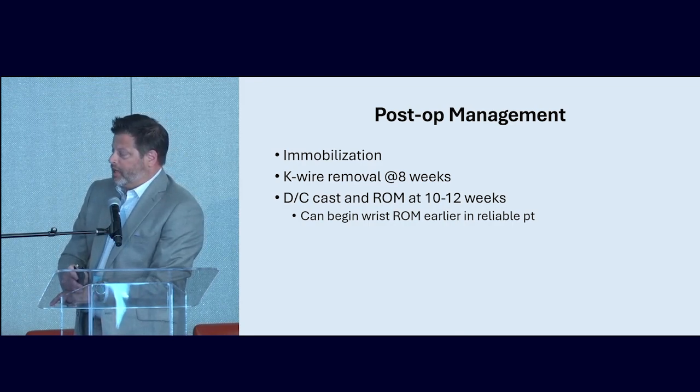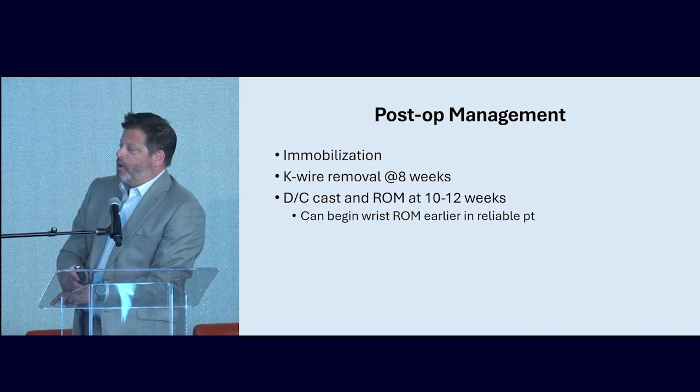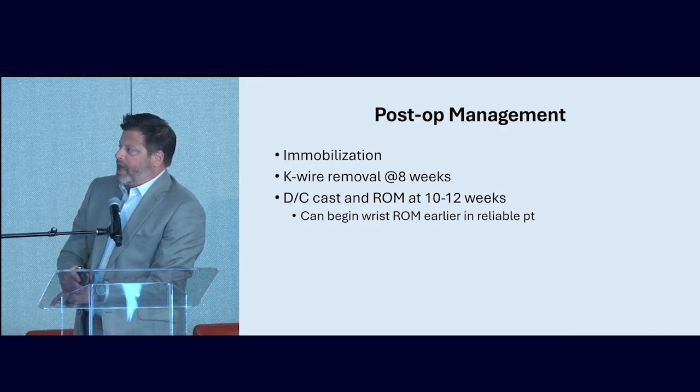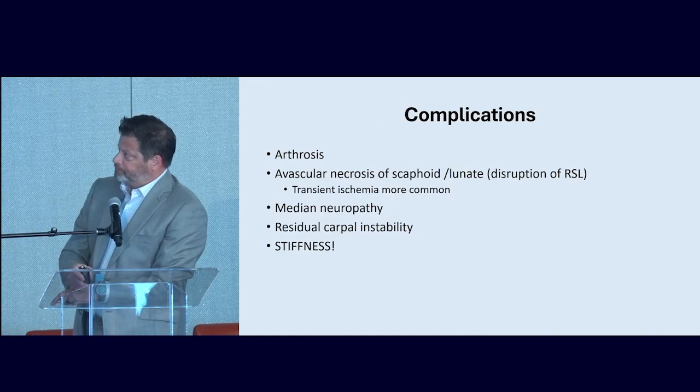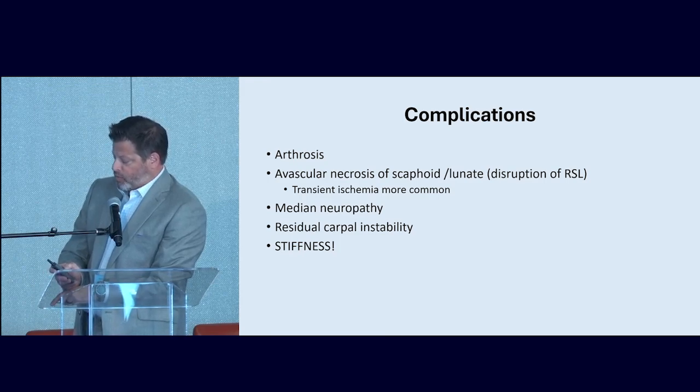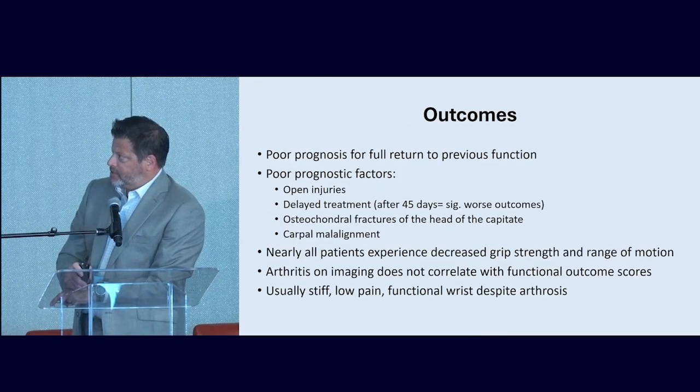I think initially I had K-wires in for 10 to 12 weeks, which did not have good outcomes. You remove the cast and start range of motion at 10 to 12 weeks. You can maybe do it a little bit sooner in a more reliable patient. Some of the complications that we see, as I mentioned, arthrosis, but also avascular necrosis, which is not a common complication. It's more often the transient ischemia, median neuropathy, residual carpal instability, and all these patients seem to have a significant amount of stiffness.